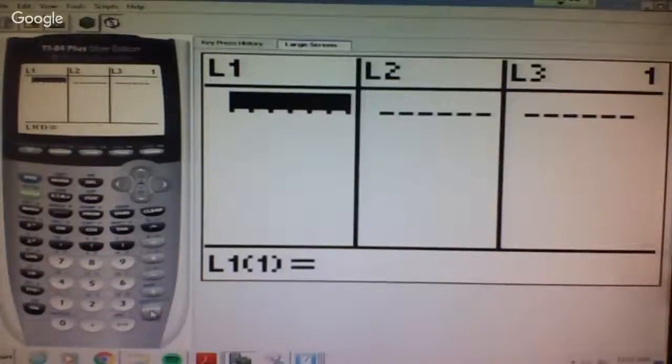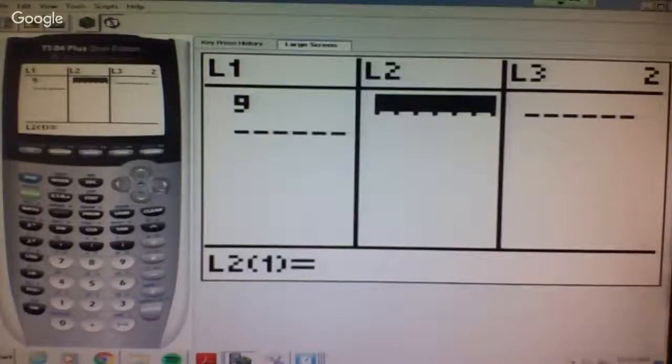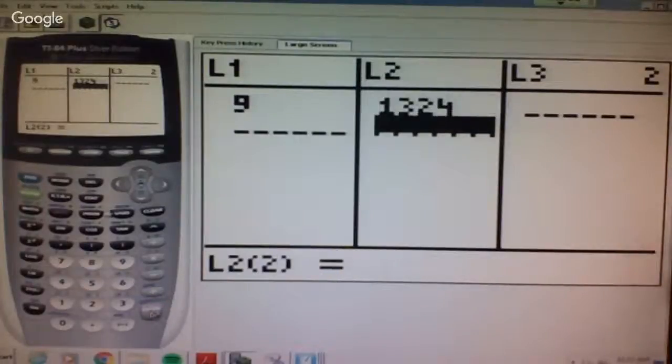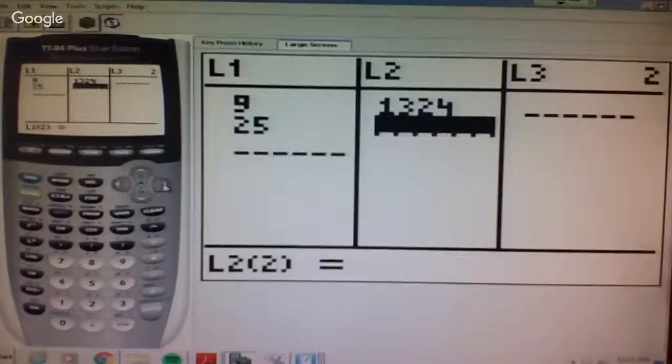What numbers are there. So your problem says we're at P sub 9, which means 9 is my X value. And at P sub 9, we're at 1324. There's your first point. Okay. P sub 9 is 1324. So that means my X is 9 and my Y is 1324. Your second point is P sub 25. So 25. And this is 2684.